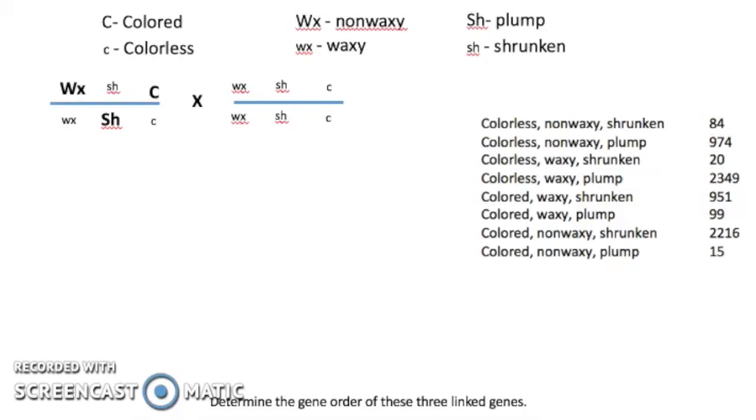Okay, we're almost there. Now that we've determined the map units between the wax and the shape gene, we need to repeat the process for the shape gene to the color gene. And since we've done it through once, I'm going to go a little bit faster just to save on time. I make long videos.